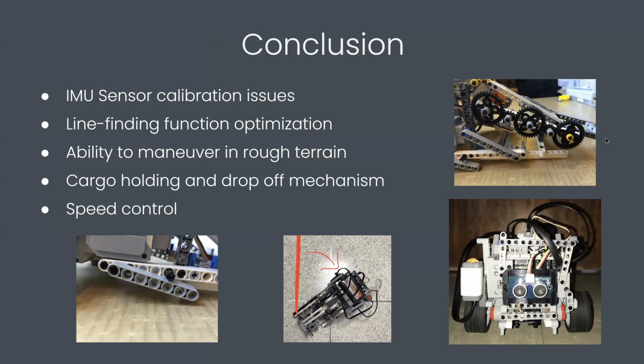The loaded cargo went on and came off the cargo hold of the macro as intended and did not fall off during the macro's motion. Finally, the macro is highly optimized for speed control and is able to run at any speed the user wishes.